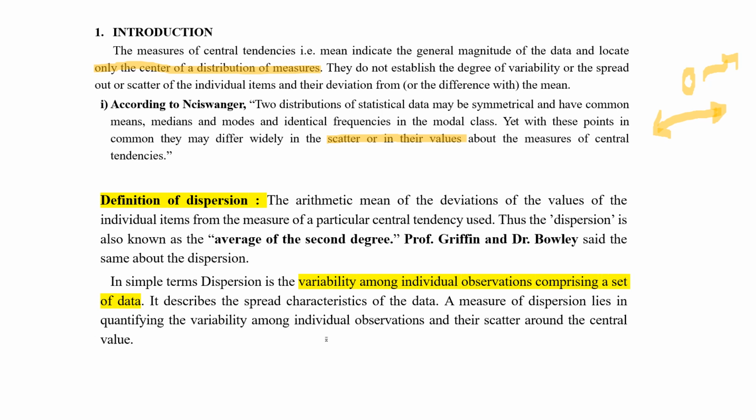So in simple terms, what is dispersion? Variability among the individual observations comprising a set of data.